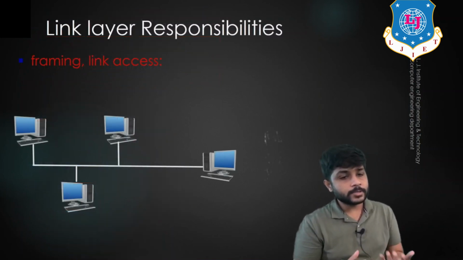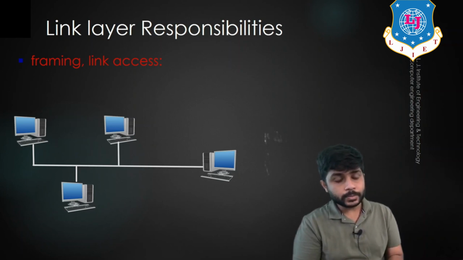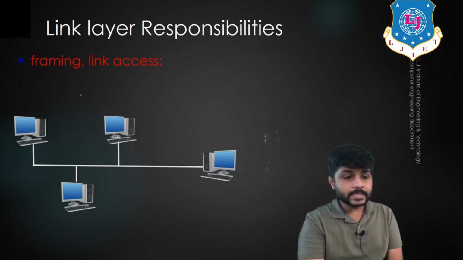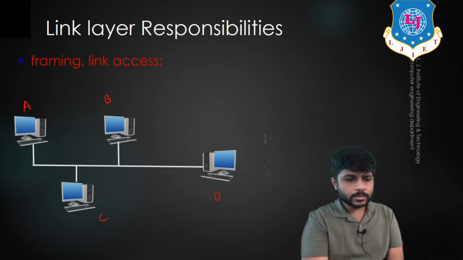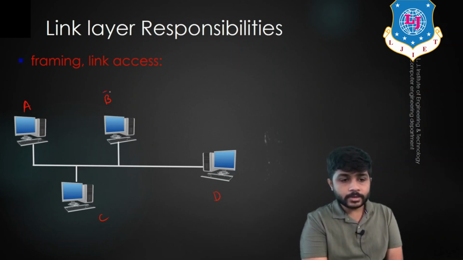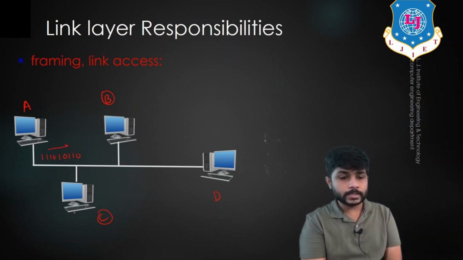Now let's see the other responsibilities of the data link layer. The first one is framing. You can see that in this figure there are four devices. Devices A, B, C and D are connected to each other. Suppose device A is sending data to device B and C at the same time. Suppose A is sending the data 10110 to B, and A is sending data to C which is 1110, and the stream of bits will be sent to both devices.